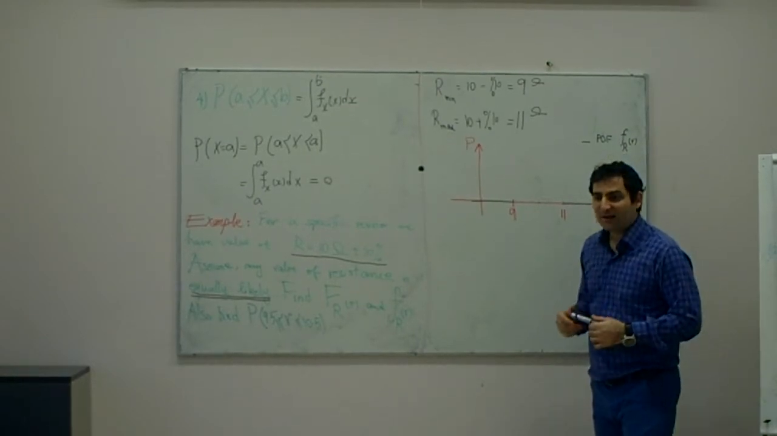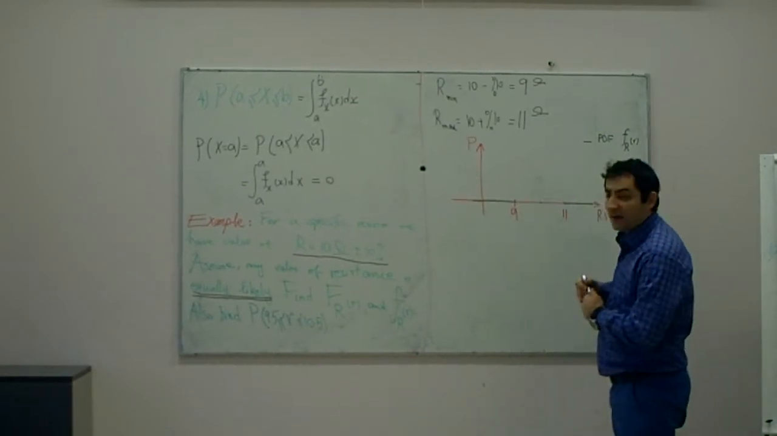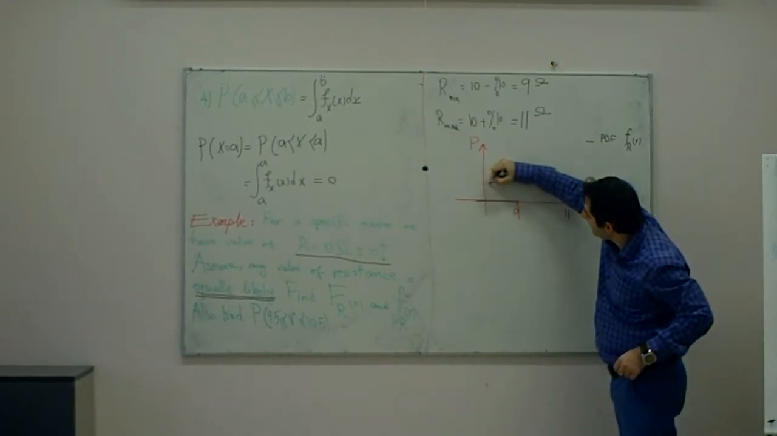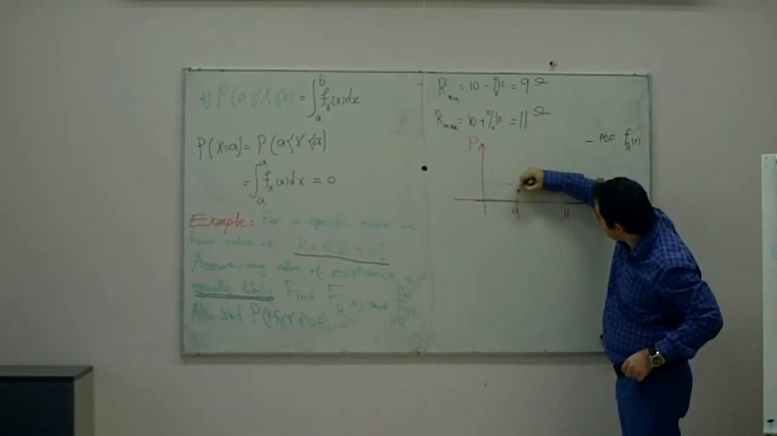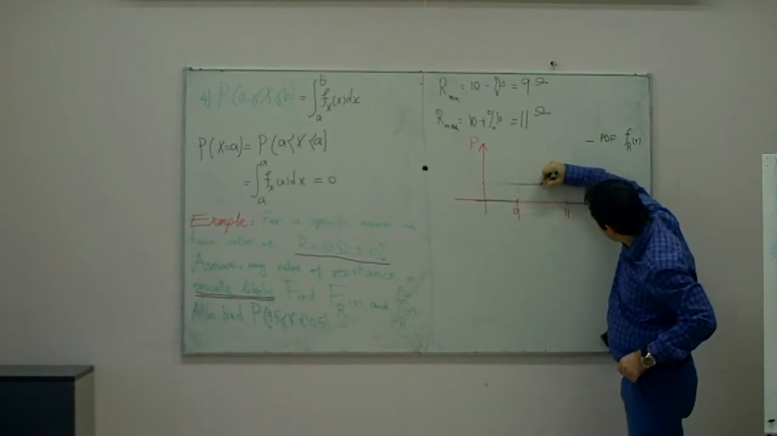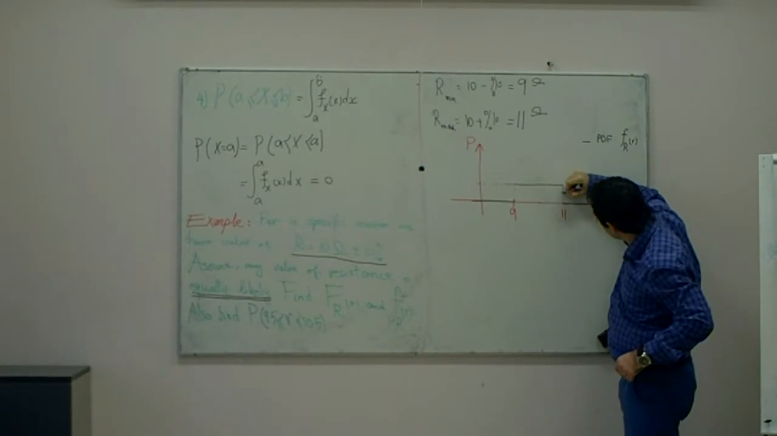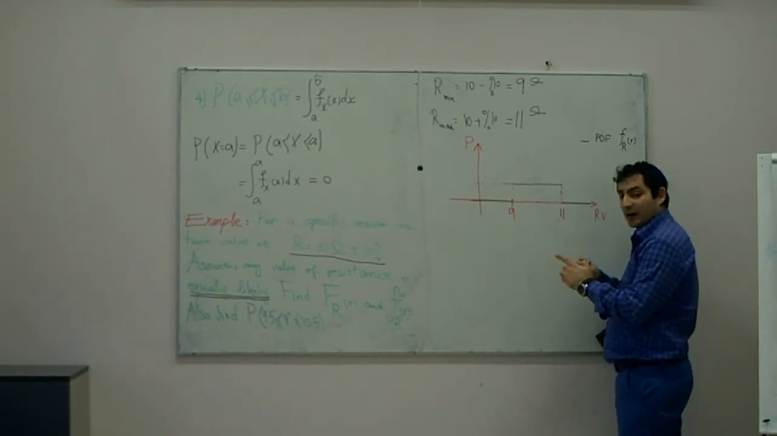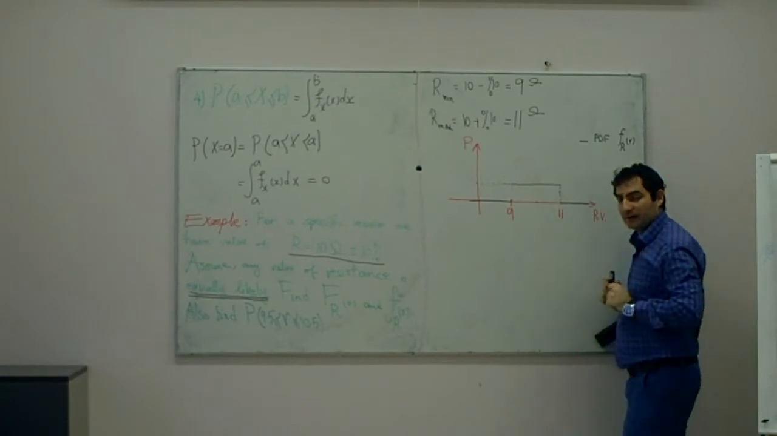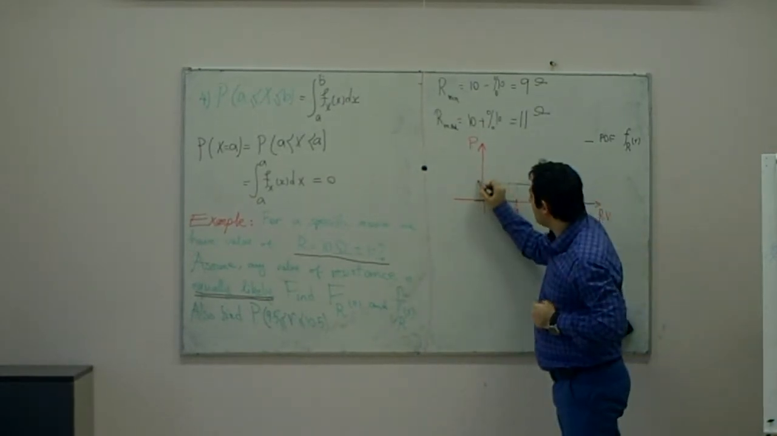So if the probability of each of them is equal to each other, what does it mean? It means that it's a constant line, right? Because they are equally likely. The value here and here and here are the same. And I call this one alpha.